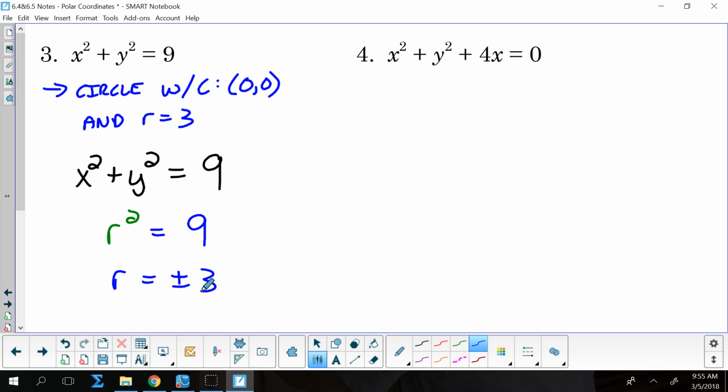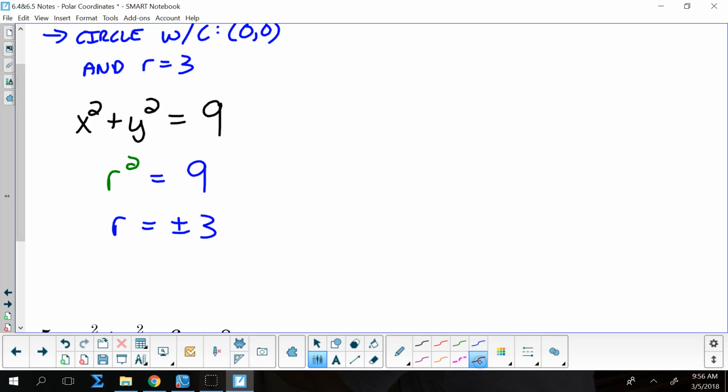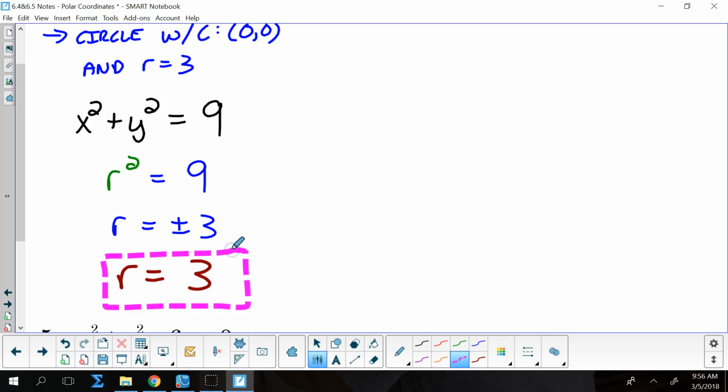r equals -3. What does that tell me I have to do? I start over here at pi first, right? Work myself counterclockwise around and end over at pi. Gets the exact same graph, right? So in terms of polarity, we only need to have one of them because it would give us the exact same thing. You got to use some logic when you're switching into polar stuff.